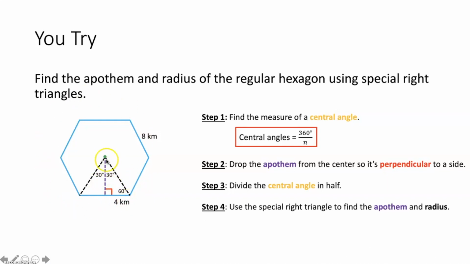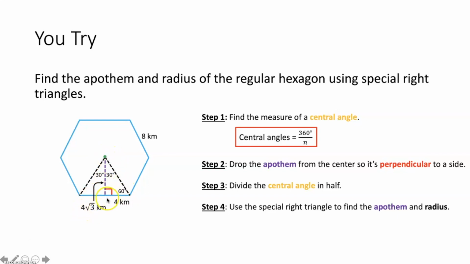Well, in a 30-60-90 degree triangle, everything is based on the short leg, the side opposite the 30 degree angle. The short leg times 2 gives you your hypotenuse, whereas the short leg times rad 3 gives you your longer leg, the side opposite your 60 degree angle. So if I wanted to find the apothem here, which is the longer leg, the side opposite the 60 degree angle, I just take the length of the shorter leg, 4 kilometers, multiply that by rad 3, and I get that our apothem here is going to be 4 rad 3 kilometers.